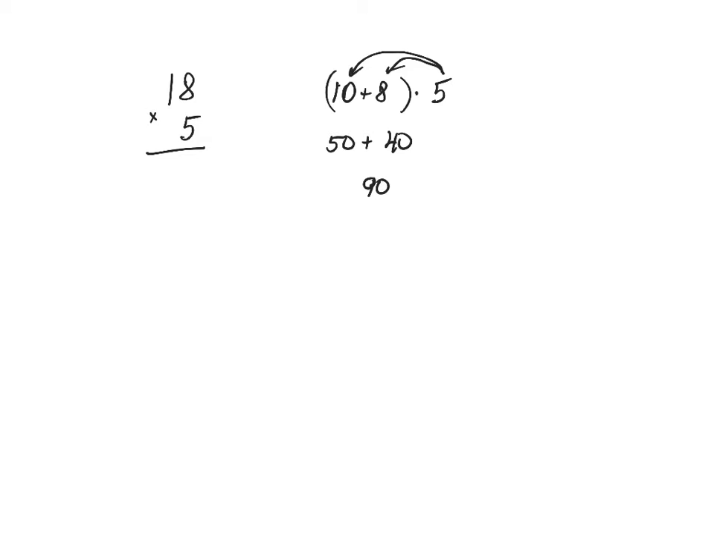We do this in a shorthand format in this vertical setup by not writing out 50 and 40 separately, but by saying 5 goes into 8, 40, with 0 going in the ones place and 4 carried over to the tens place value. And then 5 times 1 ten gives you 5 tens, plus 4 tens more gives you 9 in the tens place value.